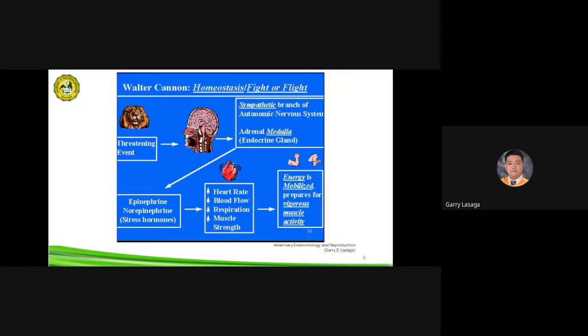So when the epinephrine and norepinephrine will be released now from the adrenal medulla, they will act on different tissues in the body. For example, in the heart, they will bind with the receptor in the heart to increase the heart rate. And when there is an increase in the heart rate, it will also increase the blood flow. In the lungs, for example, the epinephrine will bind to the receptors in the lungs to increase respiration. So there is bronchodilation.